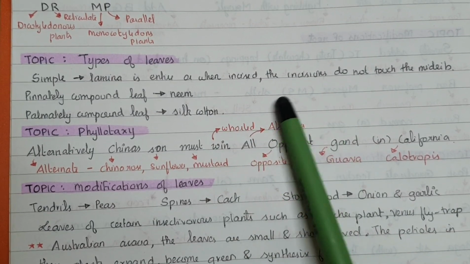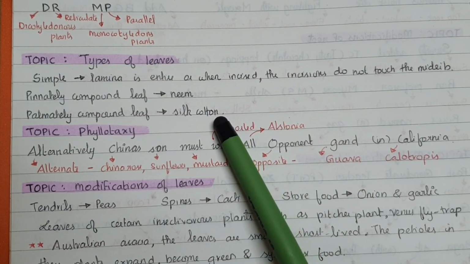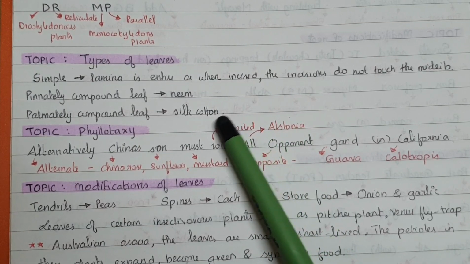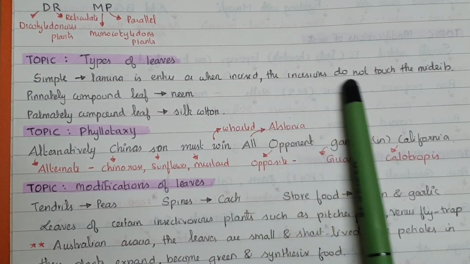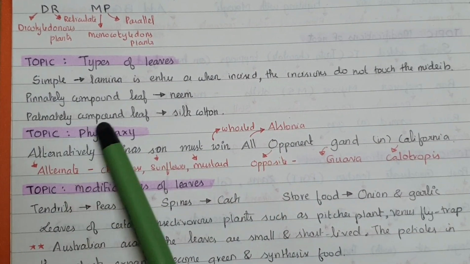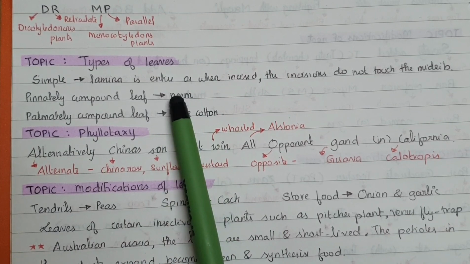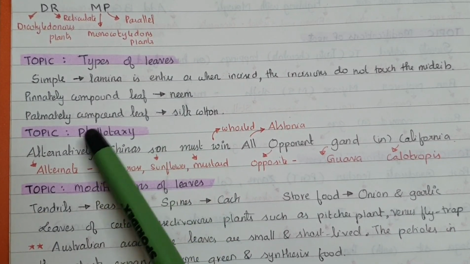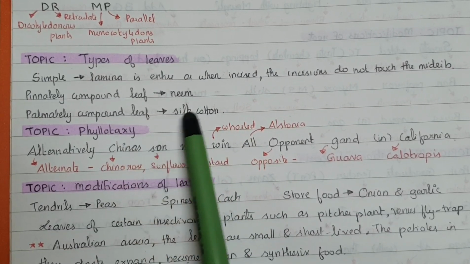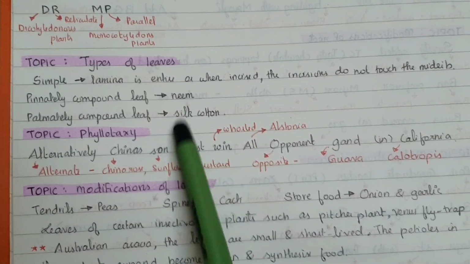As you can see, the simple leaves in the trees have an entire lamina, that is, the incisions do not touch the midrib. That's why it's called simple. Next is pinnately compound leaf. The example is neem. We all know the leaves of neem, right? The incisions will be touching the midrib. And palmately compound leaf, the example is silk cotton.